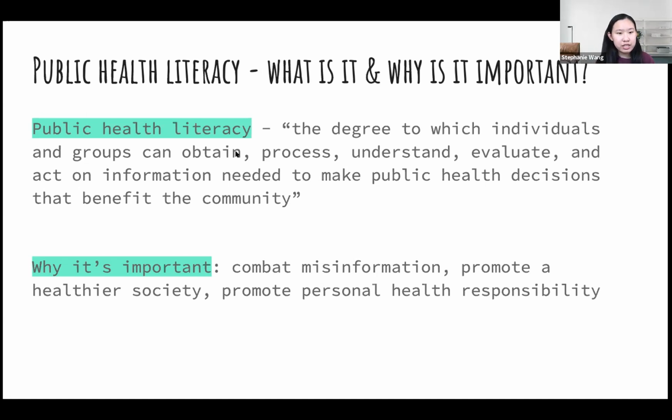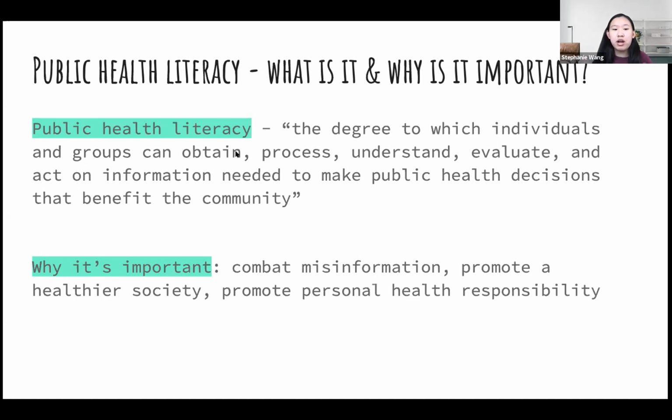So you can see the links between public health literacy and combating misinformation, because if we have a population that has high levels of public health literacy, the misinformation won't "infect," because they'll be able to debunk that misinformation. So that's why we want to promote public health literacy.